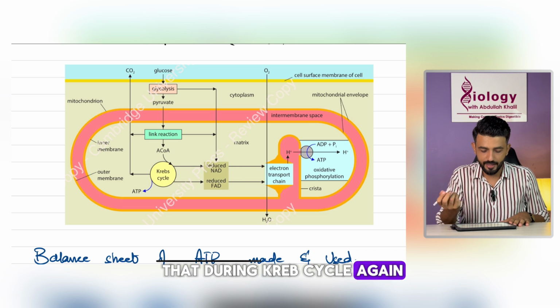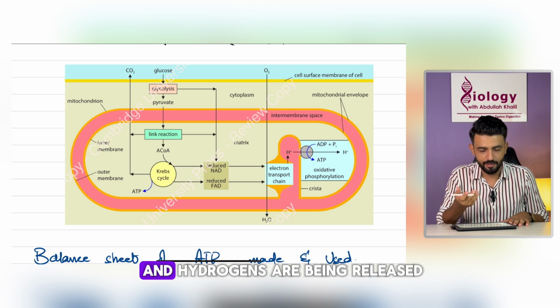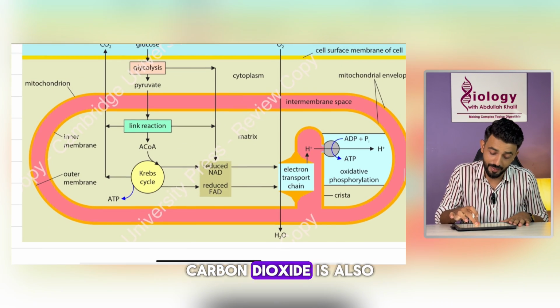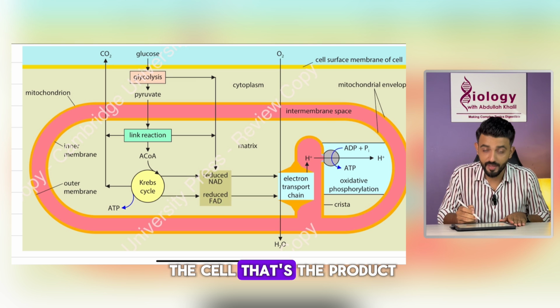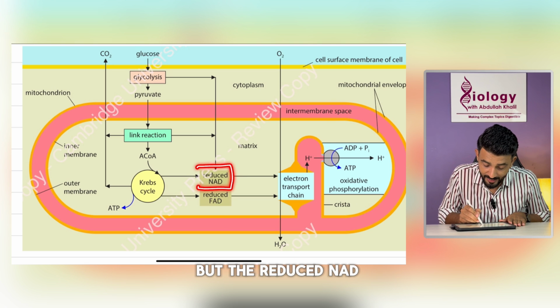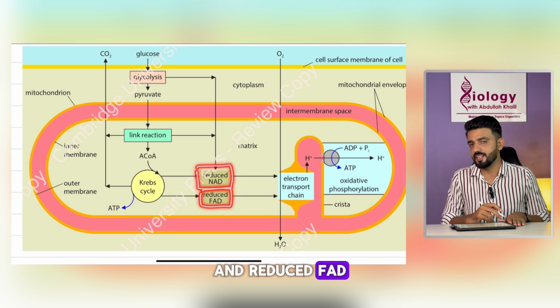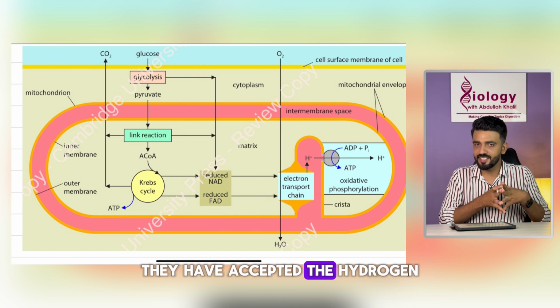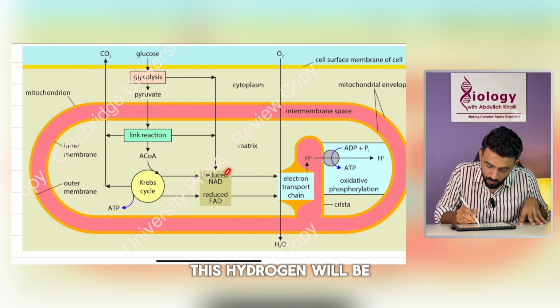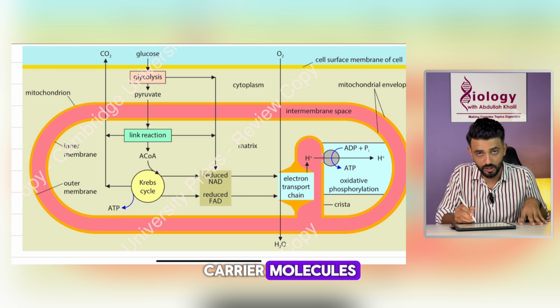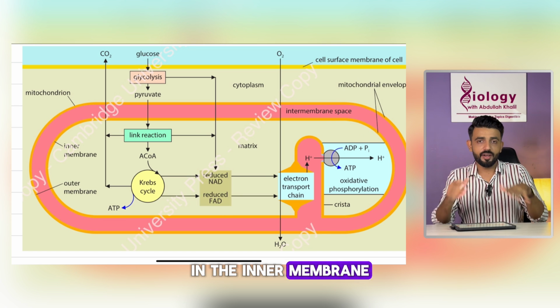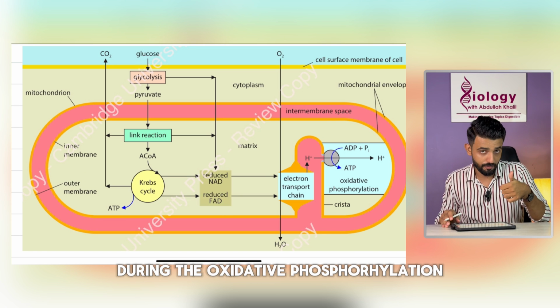During Krebs cycle, again, ATP is being formed and hydrogens are being released. Carbon dioxide is also being released. Carbon dioxide that is released will go out of the cell. It's the product. But the reduced NAD and reduced FAD have accepted the hydrogen. This hydrogen will be released from these carrier molecules in the inner membrane of mitochondria during the oxidative phosphorylation.